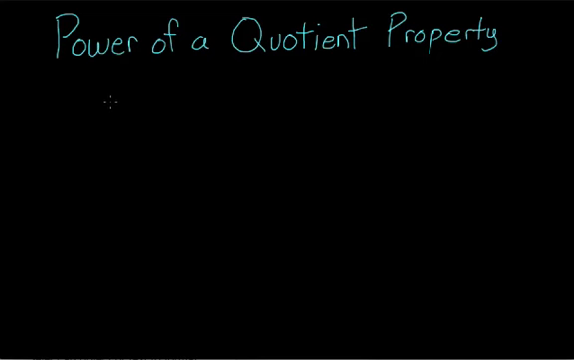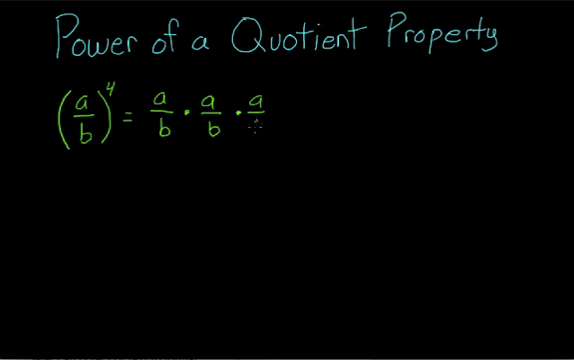In this video, we'll be exploring the power of a quotient property. So let's say we have the fraction a over b, and we raise that to, let's say, the fourth power. So writing this out in expanded form, as we've done with all the other properties, we can see what happens. A over b multiplied by itself four times. It's just a over b times a over b times a over b times a over b.